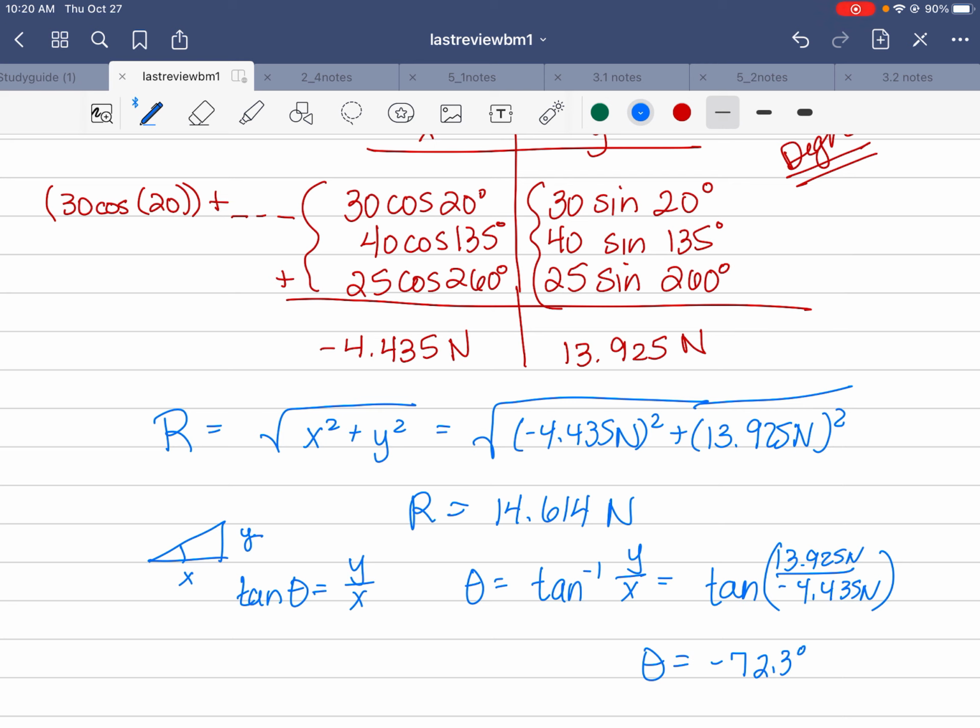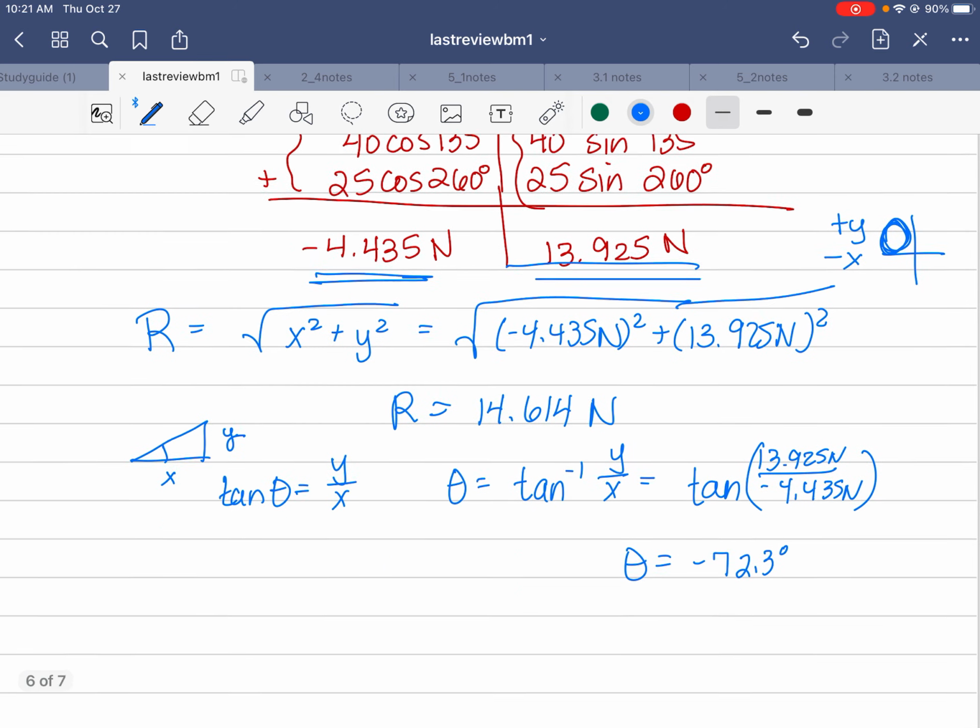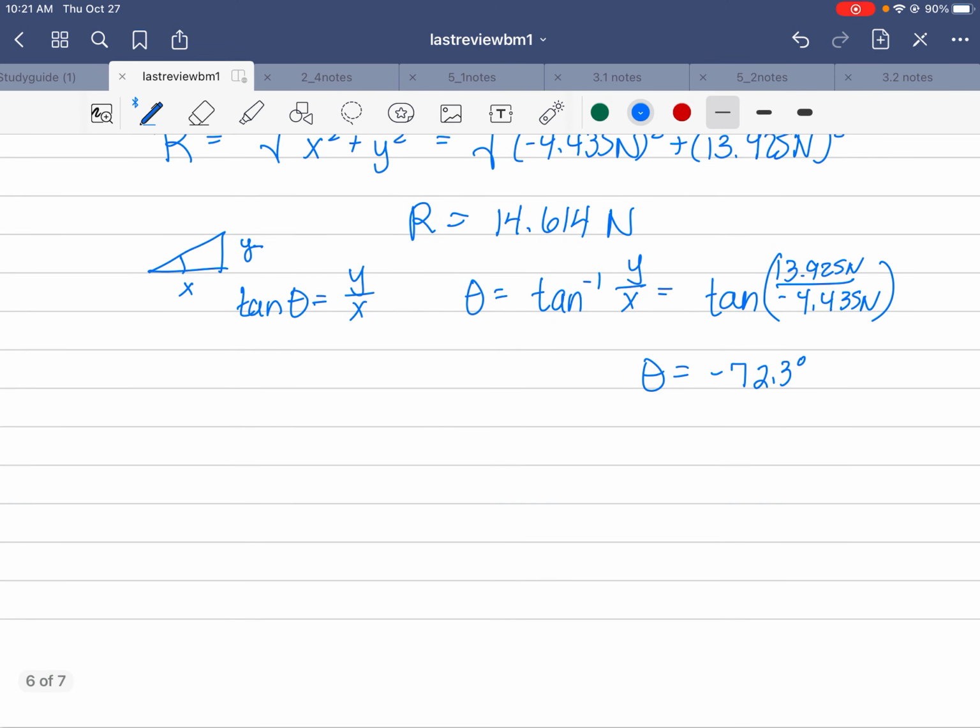And that's going to give me an angle of, let's see here, negative 72.3 degrees. All right, now with a negative angle, here's where we got to do some magic so that we know exactly where it sits. I need to look to see what quadrant my answer is in. If I have a positive y and a negative x, that means that I am in quadrant 2 for my resultant vector. So we're going to do a little bit of finagling here, I guess.